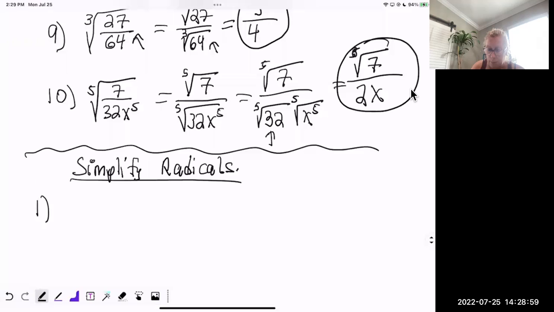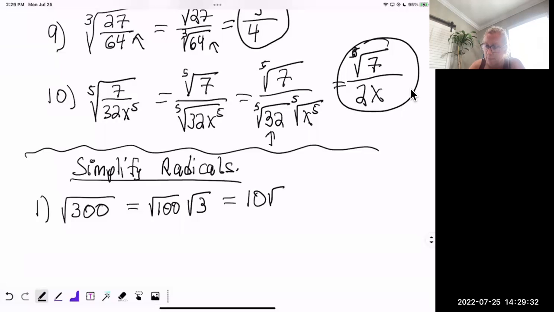This is probably one of my favorite ones, something like this, square root of 300. Ooh, that's a big number, but think about your perfect squares. You want the biggest perfect square. So when you see 100, 300, 200, 400, 500, you should be thinking, oh, it's just the square root of 100 times 3, because 100 is a perfect square. What times itself is 100? 10. So 10 radical 3.